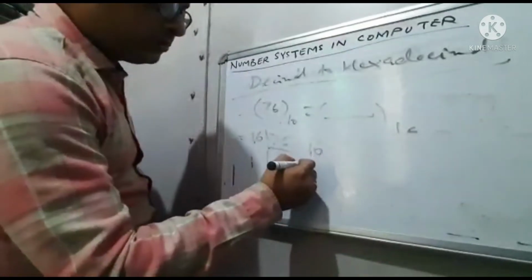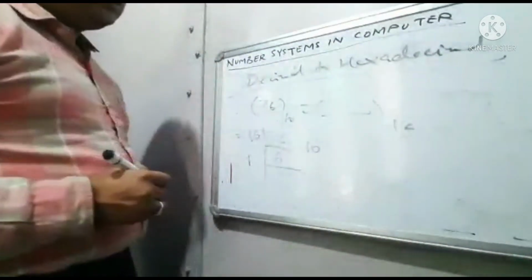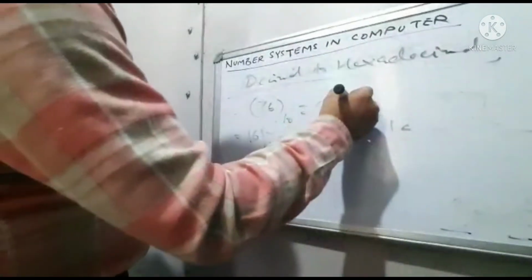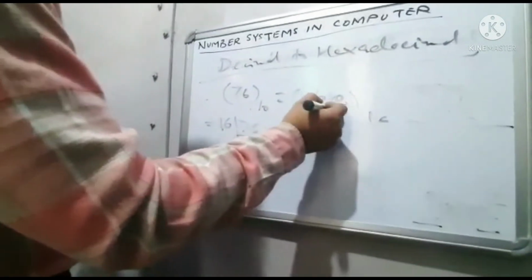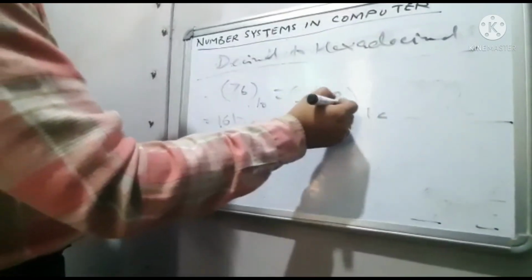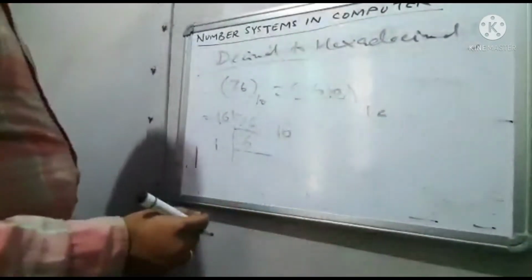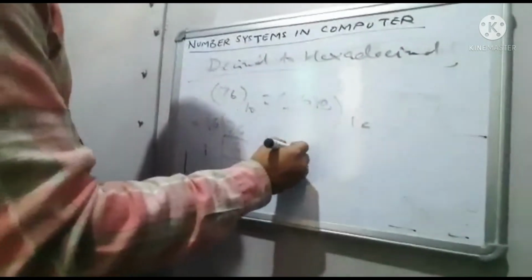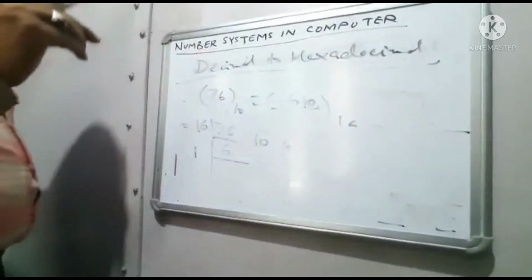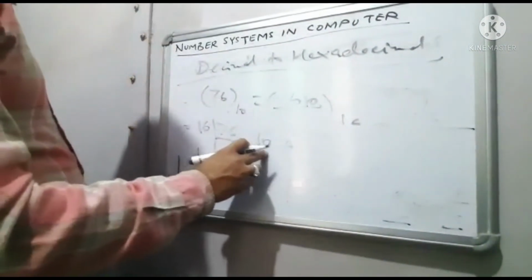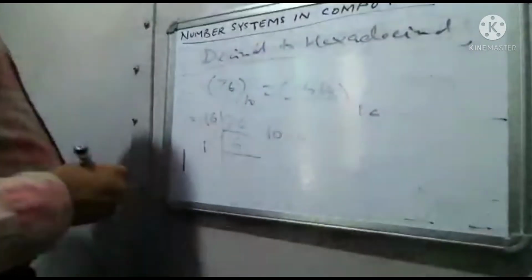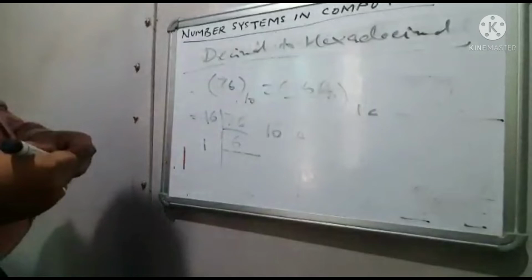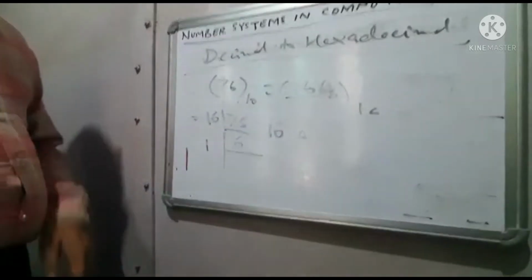So 6 is now the most significant digit and 10 is the least significant digit. So we write it like this: 6, 10. 10 is the least significant part and 6 is the most significant. Now in the place of 10 we write A, because, as I told you, 10 is represented in hexadecimal by the symbol A. So we write 6A. So 6A in base 16 is the conversion of the decimal number 106. Okay.